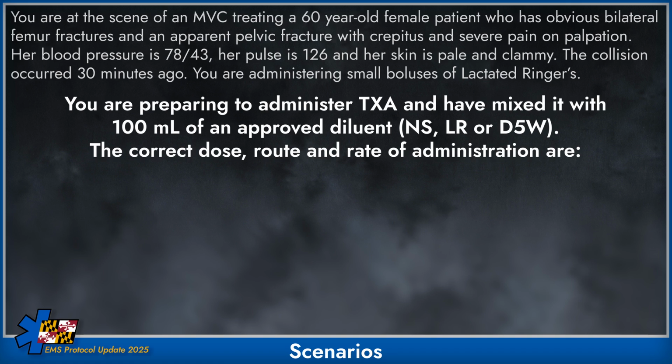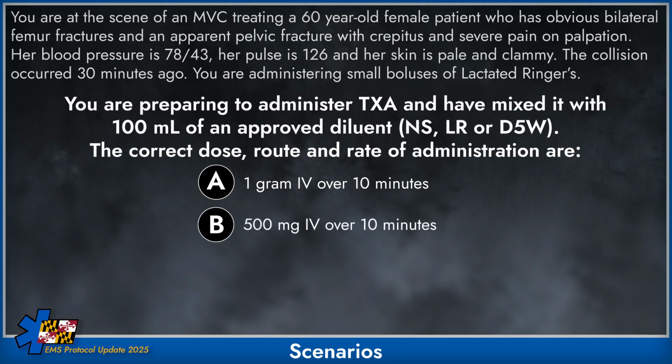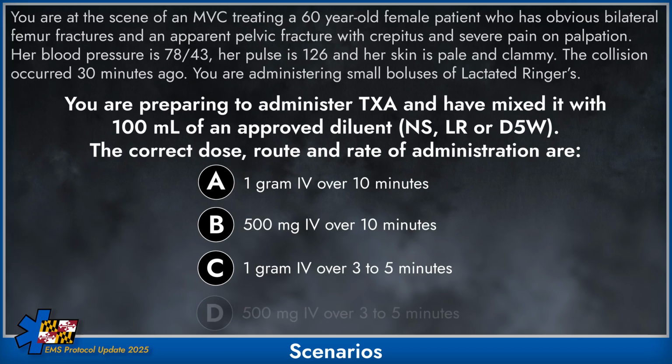The correct dose, routes, and rate of administration are A. 1 gram IV over 10 minutes, B. 500 milligrams IV over 10 minutes, C. 1 gram IV over 3 to 5 minutes, D. 500 milligrams IV over 3 to 5 minutes. The correct answer is C. 1 gram IV over 3 to 5 minutes.